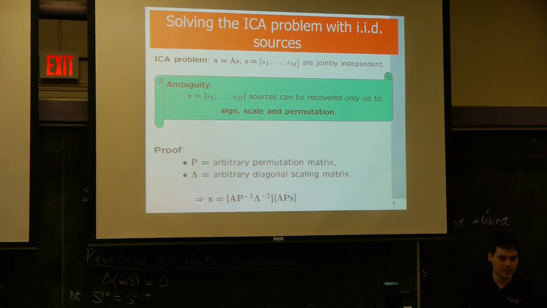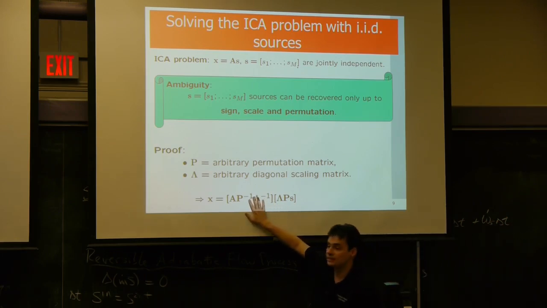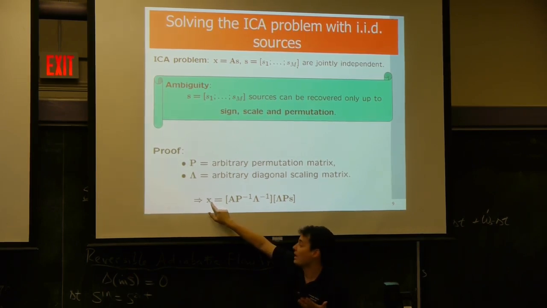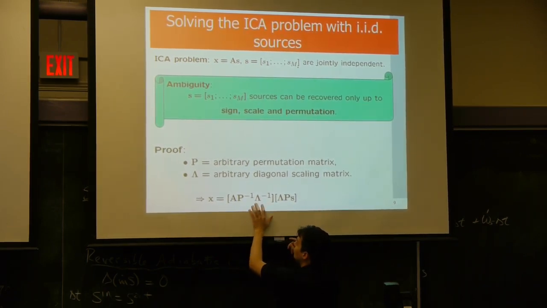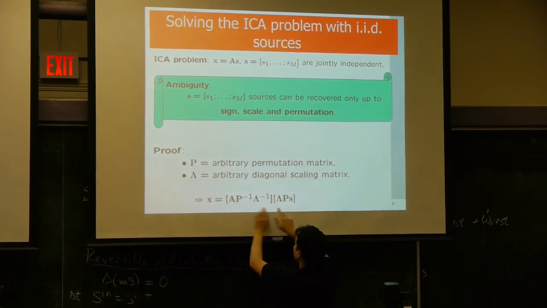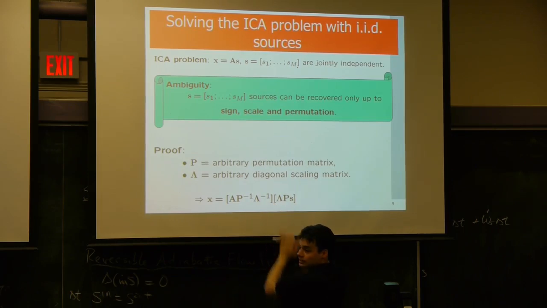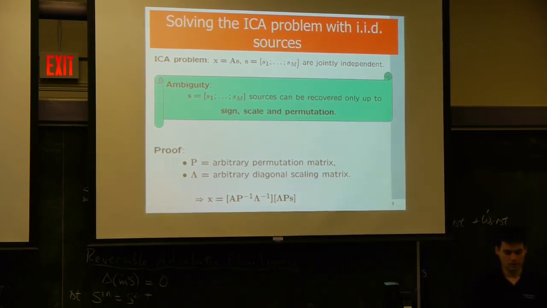So here is a formal proof. If P is an arbitrary permutation matrix and lambda is an arbitrary diagonal matrix, then lambda times P times S as a vector, the components of this vector are still independent, right? If I have S1, S2, ..., Sm, they are independent. If I permute them, they are still independent. If I rescale them, they are still independent. And I could put this lambda and P scaling and permutation matrix inside of the mixing matrix. So just from these observations, I have no way to tell whether the mixing matrix was A or this, and whether the original sources were S or this. Okay?